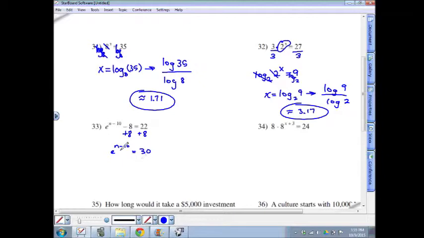Now that the exponential term is isolated, we can cancel the base. What we're trying to do is make sure this variable is no longer in an exponent. So we cancel the base e using a natural log.